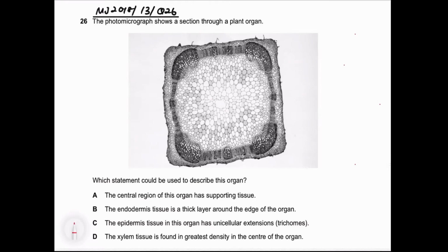This question is from AS Topic 7 Transport in Plants, where it's actually testing your understanding about photomicrographs of plant and see if you are able to identify the structures and label them. So first thing, this is a plant organ. Can you tell if it's a leaf, a stem, or a root?